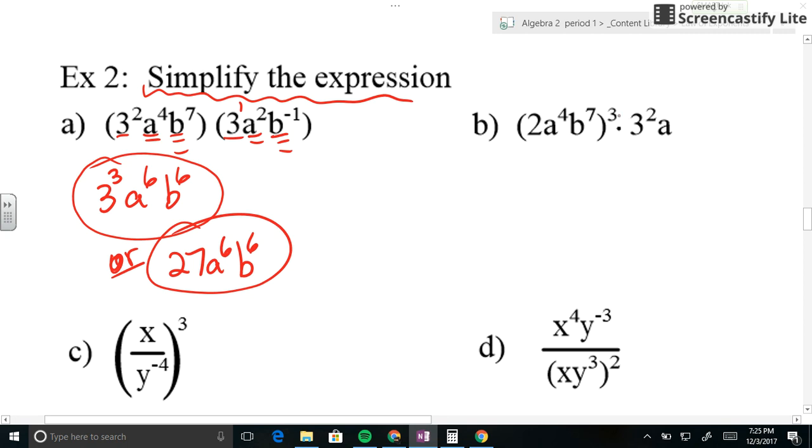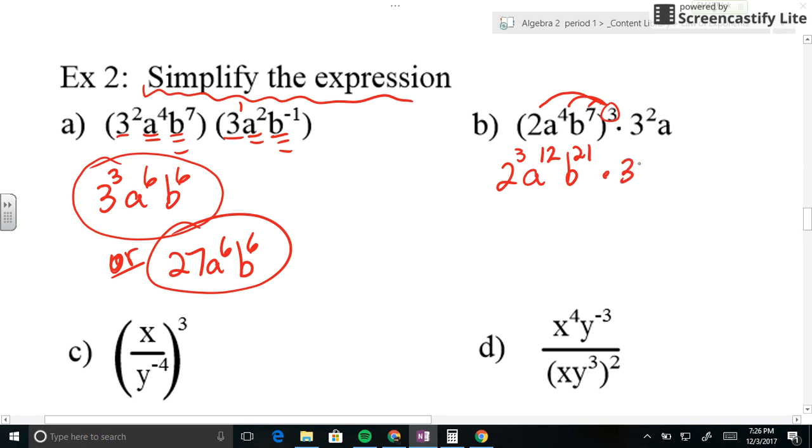The next one, this time we have exponents outside the parentheses. When you have exponents outside the parentheses, that's when you have to distribute it to everything in the parentheses. So I'm taking this 3 and I'm distributing it to each of those exponents. So that's going to give me 2 cubed. And when I take this a to the fourth and distribute a 3 to it, so it's 4 times 3, would give me a to the 12th. Same thing with the b to the 7th. You'd multiply the exponents. 7 times 3 is 21.